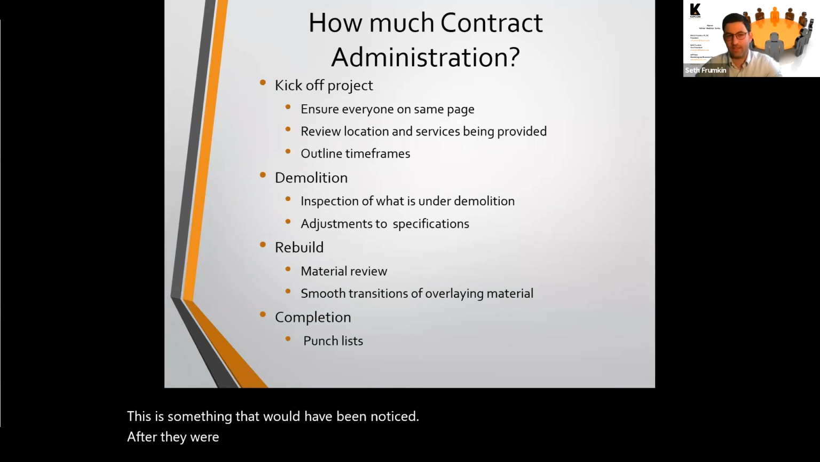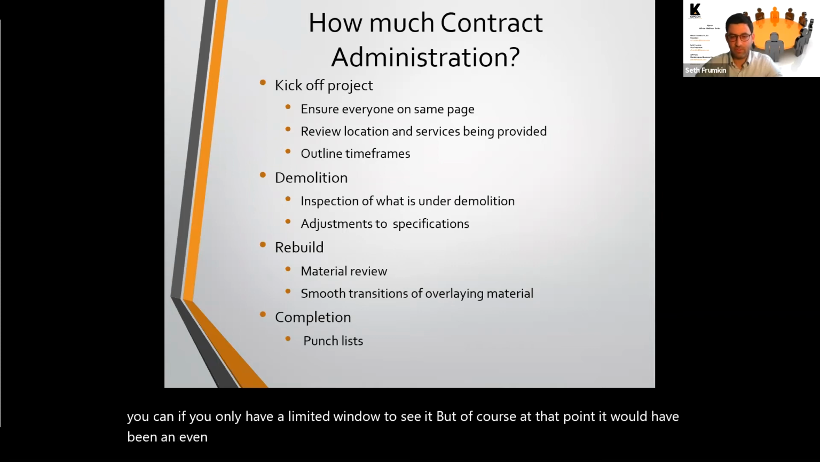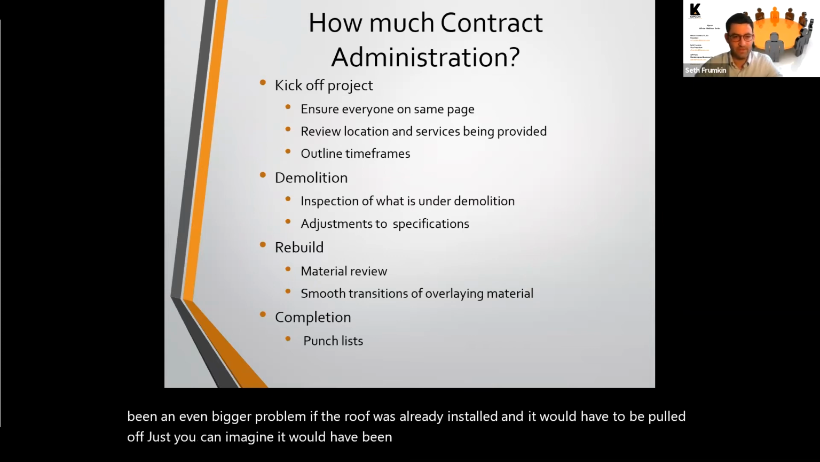It's not like the bottom layer of pavement where you only have the limited window to see it. But of course, at that point, it would have been an even bigger problem if the roof was already installed and it would have to be pulled off. You can imagine it would have been a complete nightmare. It was a little bit of a nightmare anyway, but it would have been a much worse nightmare if the roof was already put on.